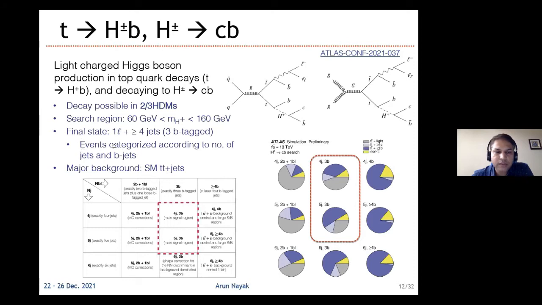And then you categorize events according to the number of jets and b-tagged jets. So the major background again here is the ttbar, because the topology is almost exactly the same except for having one additional b-jet. So the signal regions that are considered are these regions, and then the other regions are used for validation and Monte Carlo corrections. So here you see, in colors, the contributions of different backgrounds into different signal categories and background control region categories.